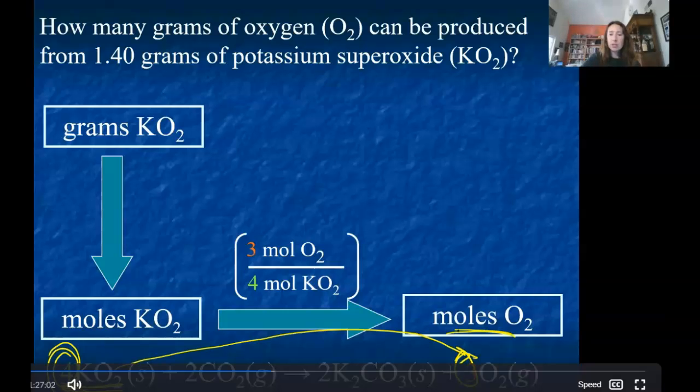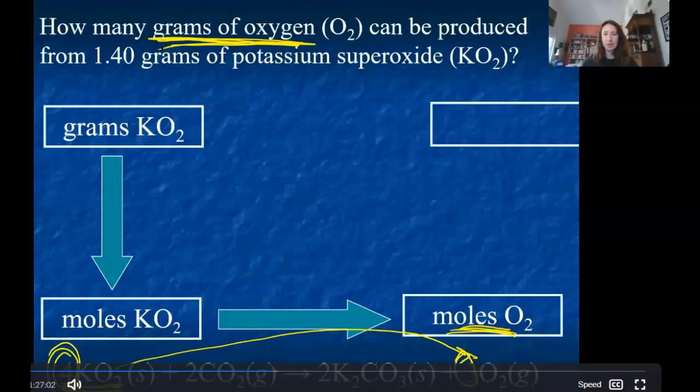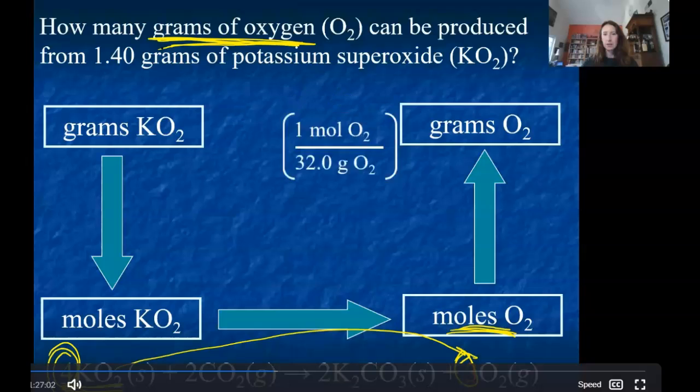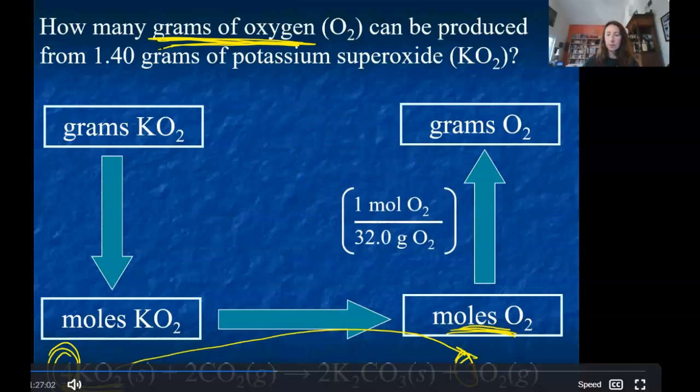Now, once we're at moles of O2, we want grams of O2. So if we have moles and we need to go to grams, where are we going to look again? Yes, periodic table. And important here, a very common mistake people make, this is O2. So when we do the molar mass, it needs to be 16 times 2, right? So careful with that. It has to be 32, not 16, because there's 2 of them.